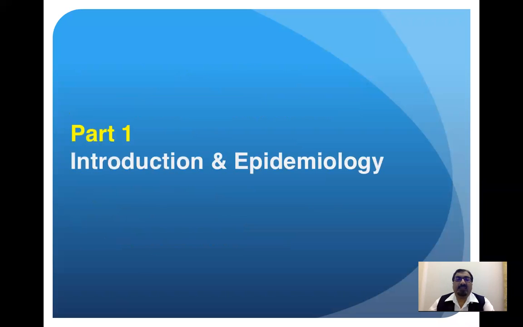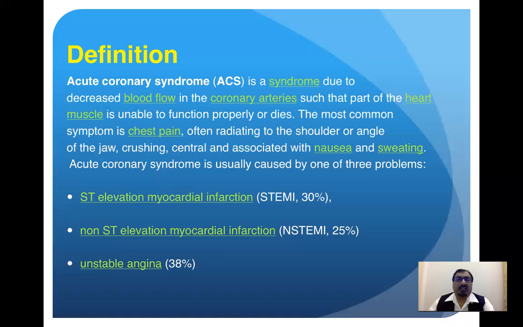Let's see the first part: how do we define acute coronary syndrome, and also the global data, what is the status of this disease worldwide. As you know, this is a syndrome. This is not one particular disease, and it comprises 3 important segments: ST segment myocardial infarction, which comprises around 30% of the total burden of this disease; non-STEMI, which carries around 25%; and unstable and stable angina, which comprises 38%.